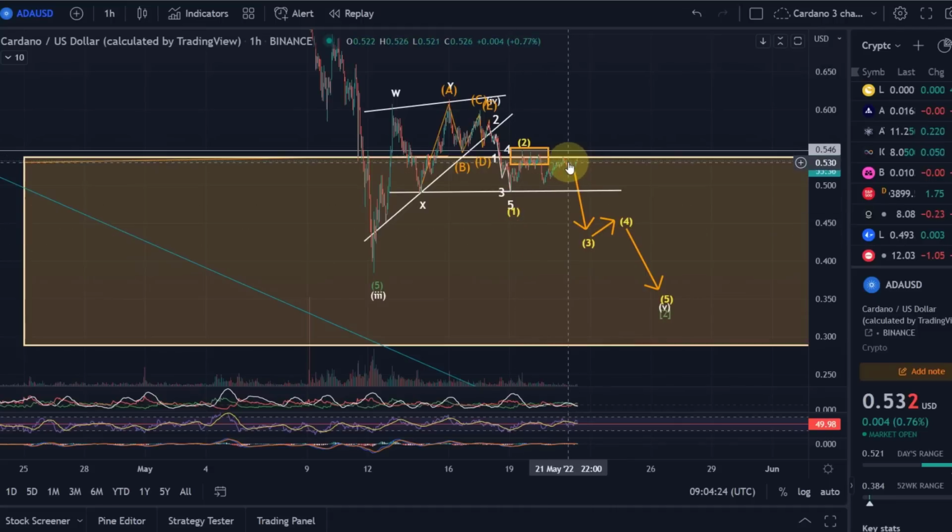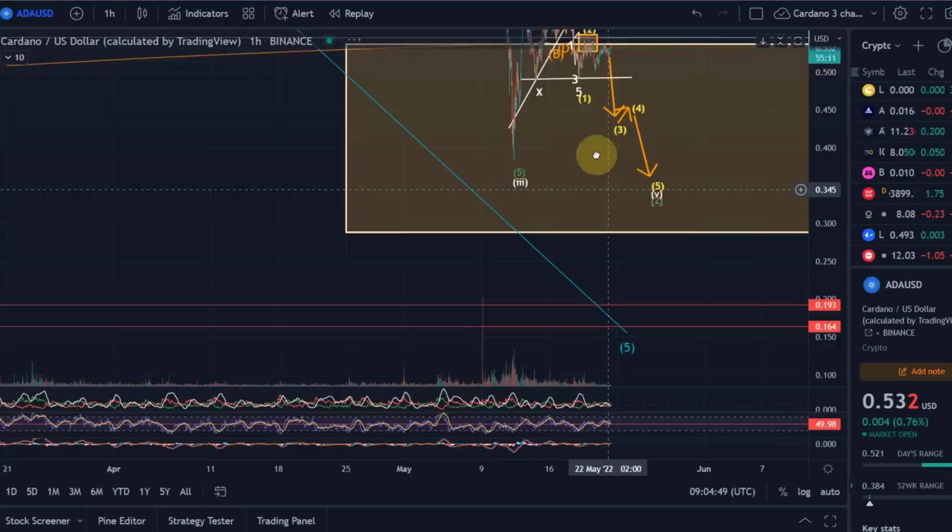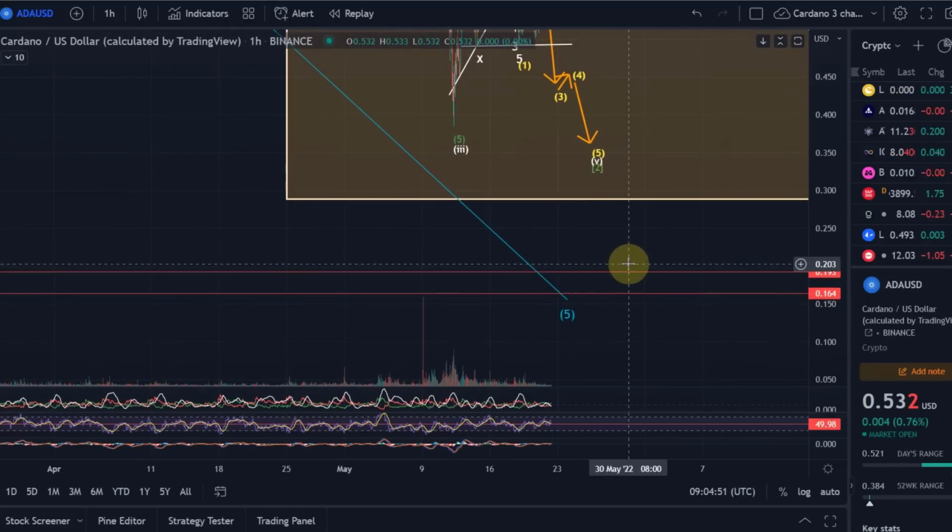Now this overall move down will be much more confirmed and accelerated, I believe, below 49 cents, below this wave X low, highlighted here with that white support line. Target levels for the wave 5 will be here in the low 30s, I believe. Somewhere around 35 cents is one target for this last leg down. There is a second target, which is around 22 cents.